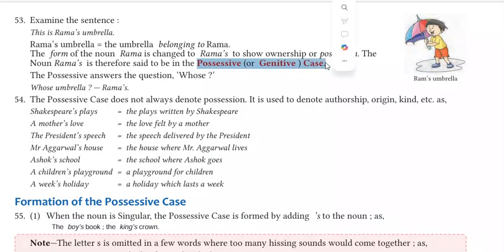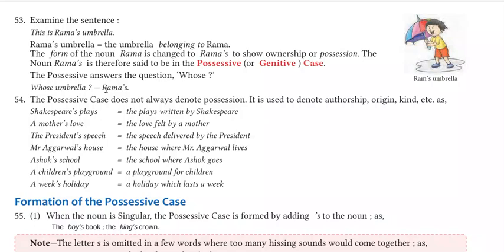Whenever any noun is showing ownership or possession, we call it the possessive or genitive case. The possessive answers the question "whose?" So, whose umbrella? It is Rama's umbrella. So whenever any noun shows ownership or possession, we will call it the possessive or genitive case.